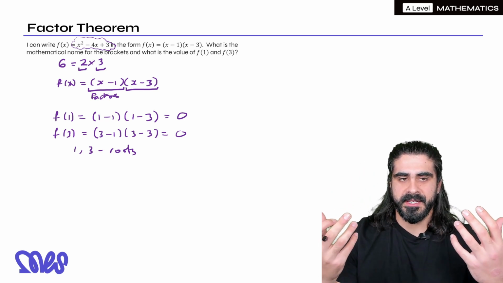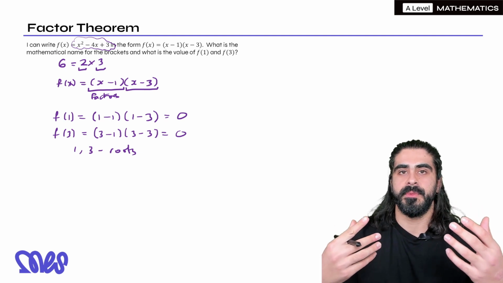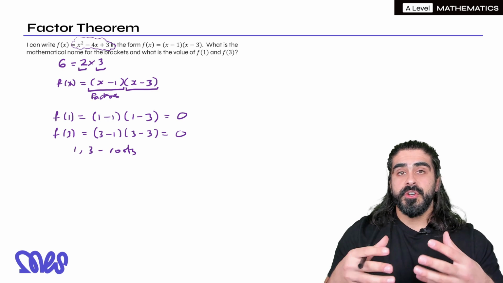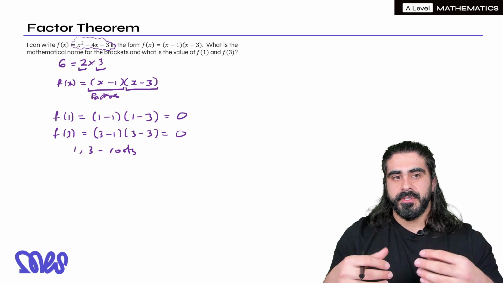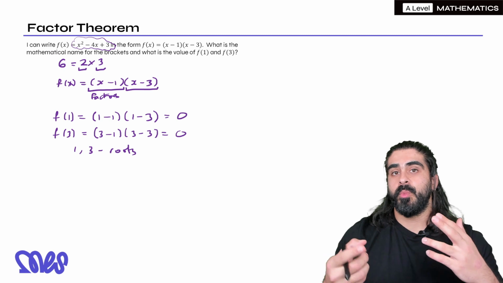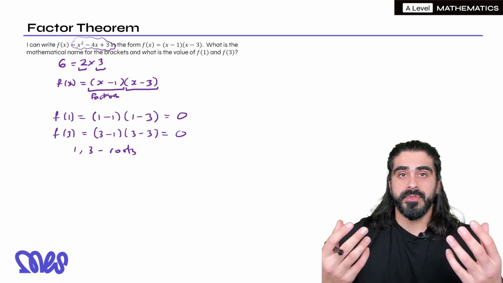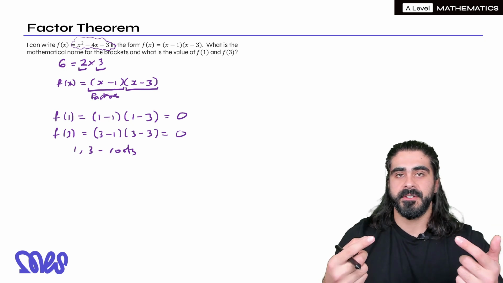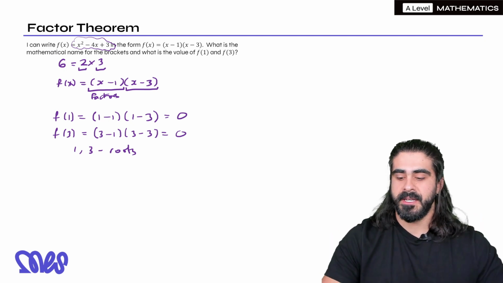Now, what the factor theorem basically says, and I'm going to say it more formally in the next slide, is if you know the factors, you know the roots. So if x − 1 is a factor, then 1 is a root. If you know the roots, 1 is a root, then x − 1 would be the factor. And that's basically factor theorem in a nutshell.